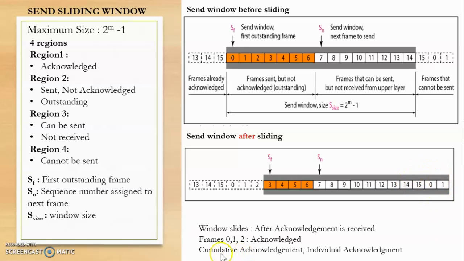Also, we need to know that the receiver may either send cumulative acknowledgement or it may send individual acknowledgement. Cumulative acknowledgement means the receiver can send acknowledgement for many frames together, and individual acknowledgement means an acknowledgement is sent for each frame separately. So this is the sliding window at the sender side.